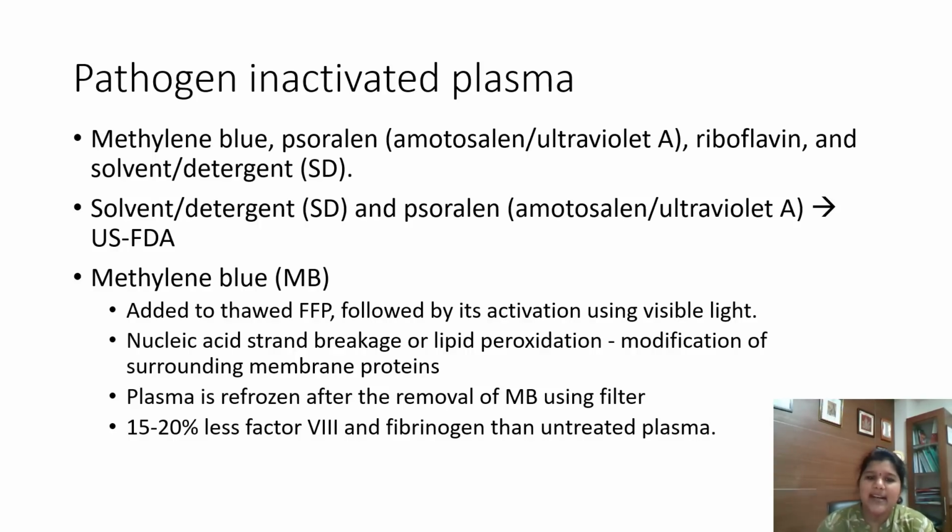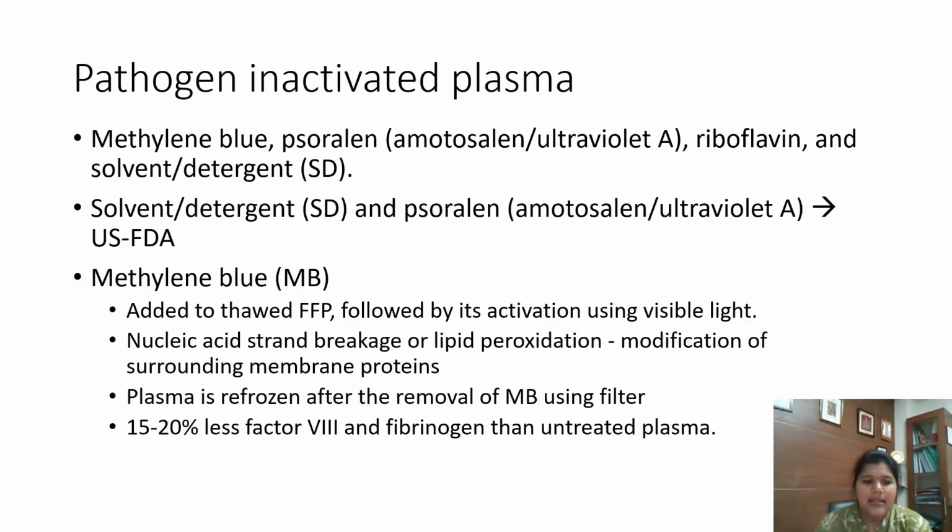Coming to pathogen inactivated plasma, there are various pathogen inactivators that are available to eliminate pathogens from the plasma. The main ones include methylene blue, psoralen, that is amotosalen with ultraviolet A, riboflavin, and the solvent detergent method. The solvent detergent method and psoralen have been approved by the US FDA.